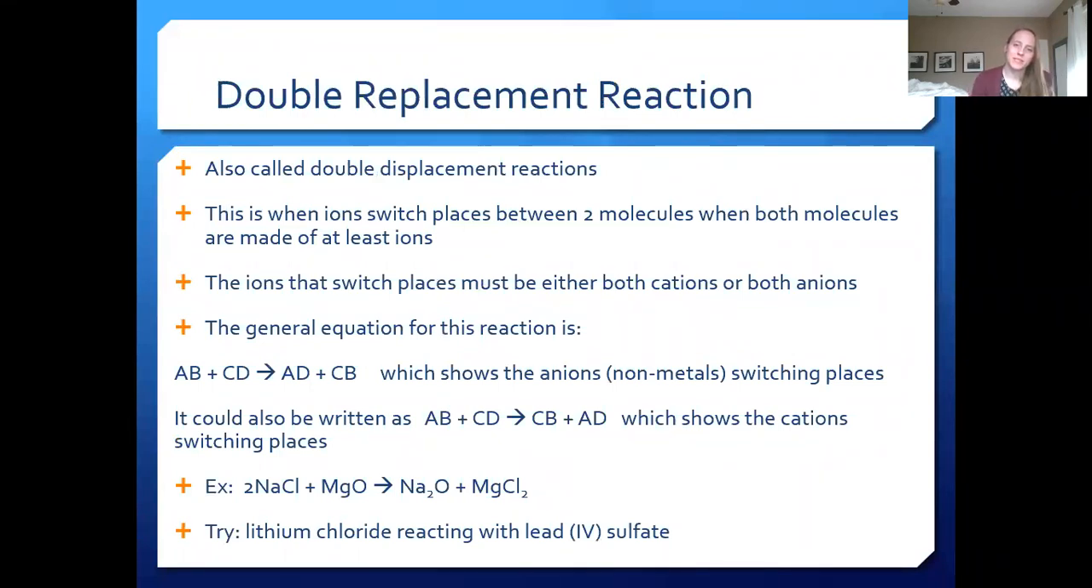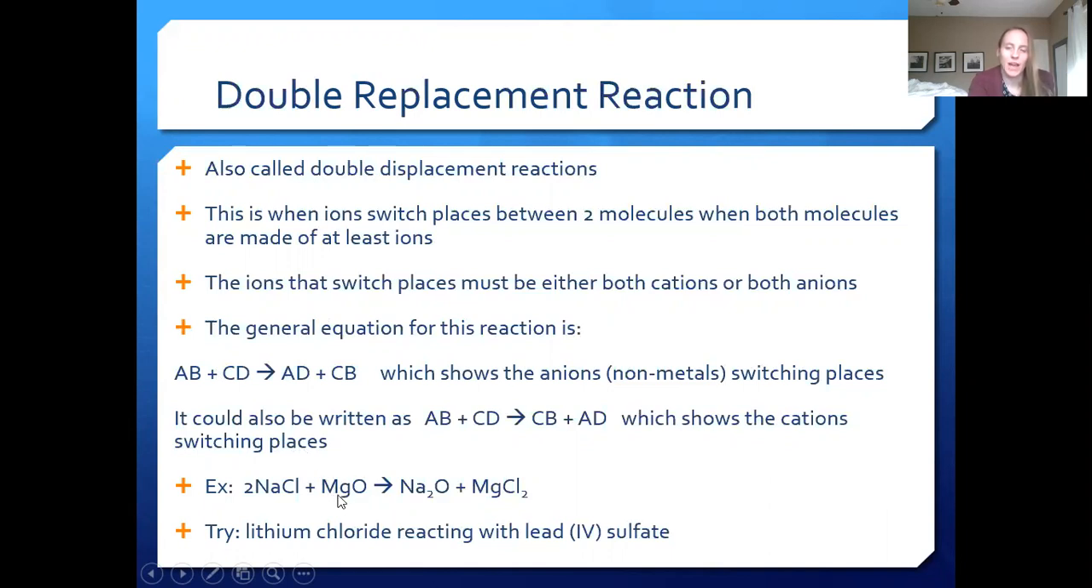Okay, and then double displacement or double replacement reactions are similar to the single replacement, where you have either 2 metals swapping places or 2 nonmetals swapping places. But in this case, there will be no lone elements. It will be all molecules or compounds involved. So at the bottom here, we have sodium chloride reacting with magnesium oxide.